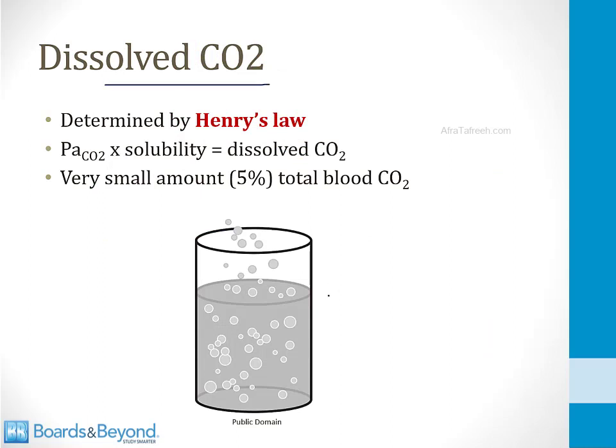When you have a gas in equilibrium with a liquid like our plasma, a certain amount of that gas will dissolve in the liquid, and the amount that dissolves in the liquid is determined by Henry's law, which you probably studied in a college chemistry class. Henry's law says that the amount of dissolved carbon dioxide in the liquid is equal to the partial pressure of carbon dioxide times the solubility. And in human plasma, this works out to a very small amount of the total blood carbon dioxide, about 5%.